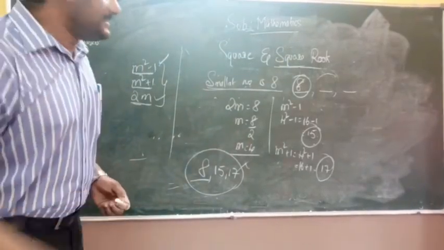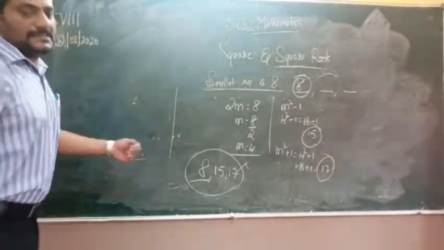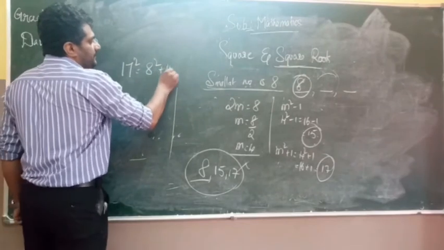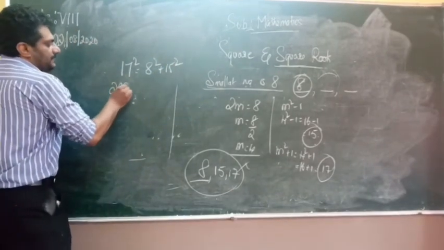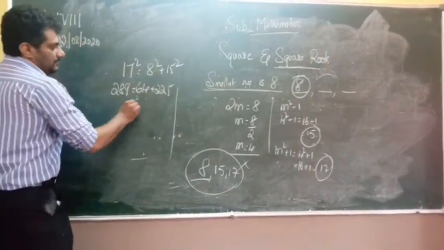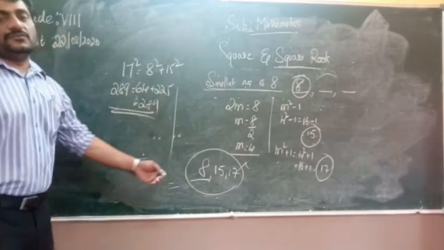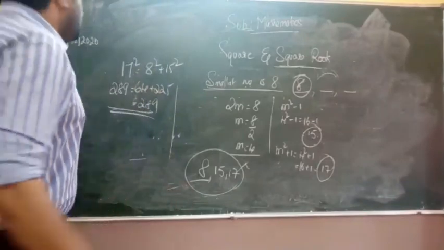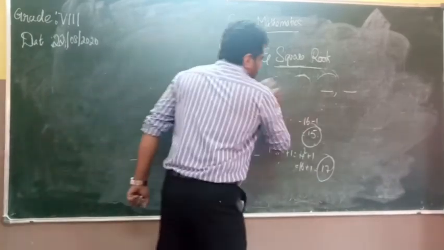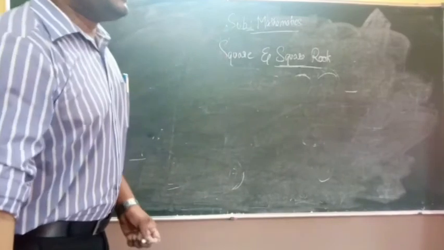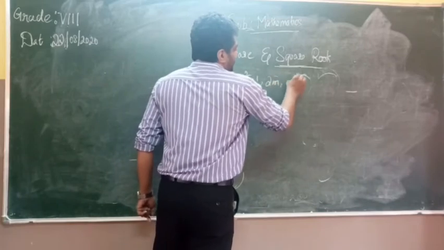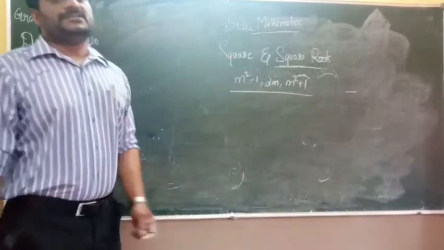Now if you have to verify this, you can always do the verification. How do we do it? The big number is 17. 17 squared is equal to 8 squared plus 15 squared. 17 squared is 289, which is equal to 64 plus 225, which is 289. Therefore, 8, 15 and 17 is a Pythagorean triplet having the smallest number 8. The general forms we have to use are n squared minus 1, 2n and n squared plus 1. These are the things which we have to equate.